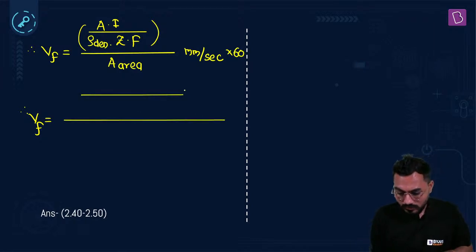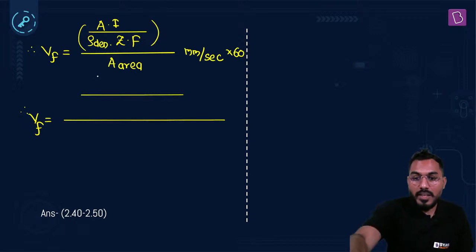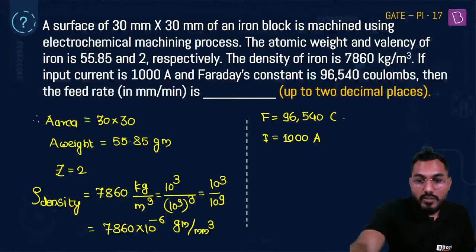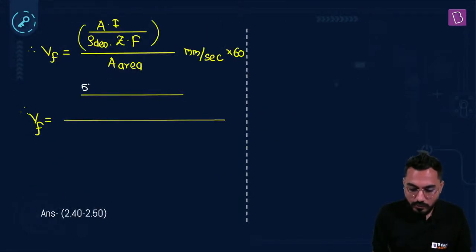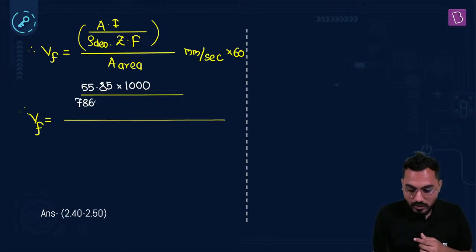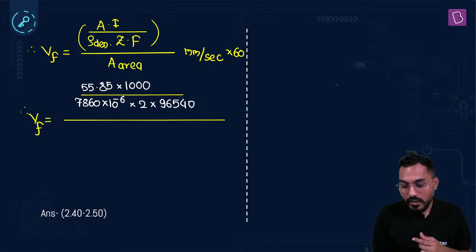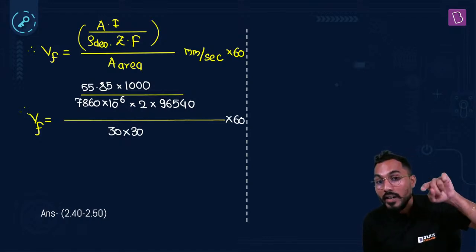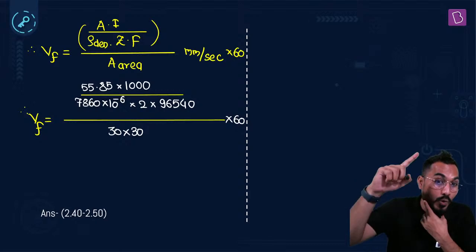Did anyone get the answer to the question? Is anyone calculating? A stands for gram atomic weight. How much is gram atomic weight? Sir, gram atomic weight is 55.85. Put it there. Yes, 55.85, multiply by current. How much is the current? 1000 ampere. Right, fine. Rho density, how much? 7860 multiplied by 10 to the power of minus 6. Valency is 2. Faraday's constant 96,540. And the area 30 by 30. Multiply by 60 to convert mm per second into mm per minute.